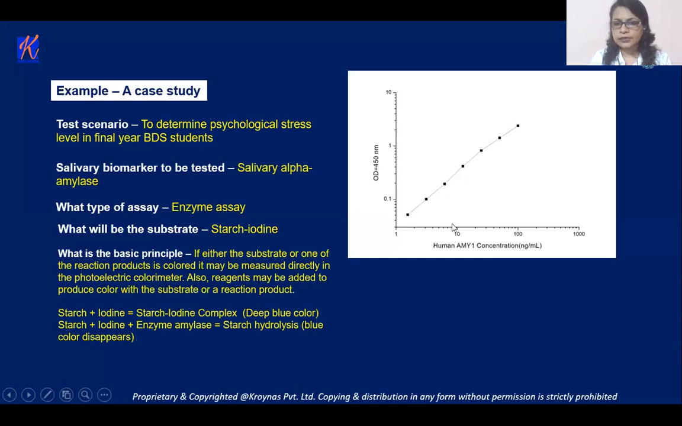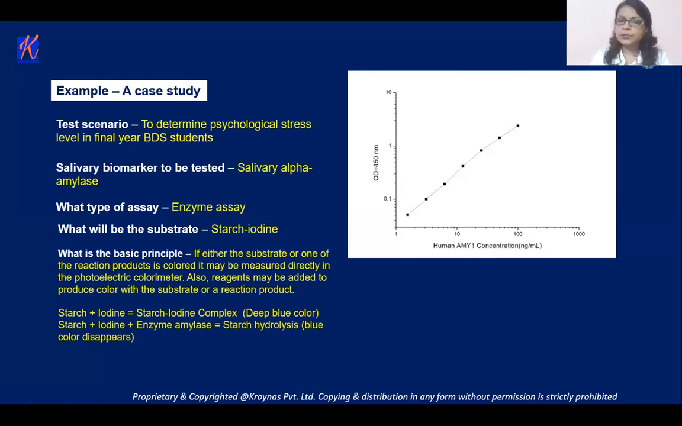For example, let me just take 1. If this is 1, then the concentration comes to about here. Just by joining these two dots, I can understand the concentration. So I'll take a series of known concentrations from lower to higher, take all the ODs and plot a graph. That becomes my standard reference.